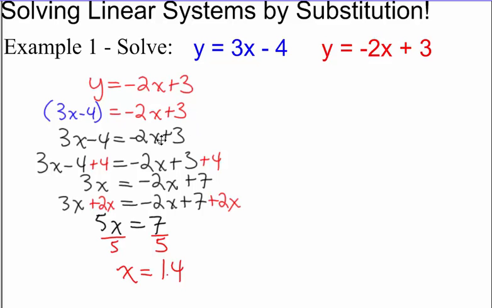And then it's a matter of just simplifying, working through here. I'm looking to isolate the x's, so I've added 4 to each side, and now I've got 3x on the one side, negative 2x on the other, so I want to add 2x to both sides to get 5x on the one side, just 7 on the other. Divide through by 5, and I have x is 1.4.